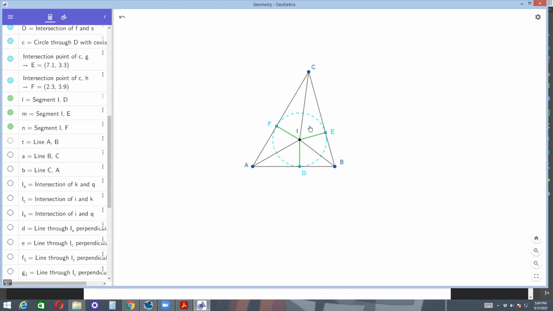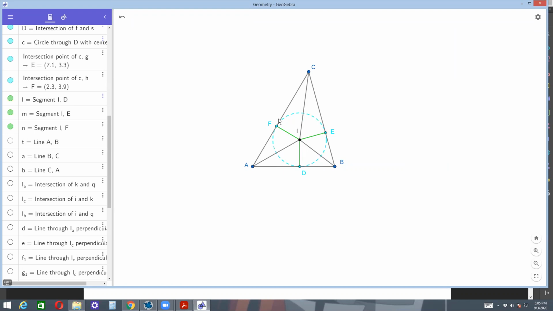Because these three are equal, we could draw a circle centered at I. And because this angle is 90 degrees for all of these angles here, it means that that circle is tangent to the inside of the triangle at all sides. Right? And this is called the incircle. The radius of the incircle is normally denoted R.